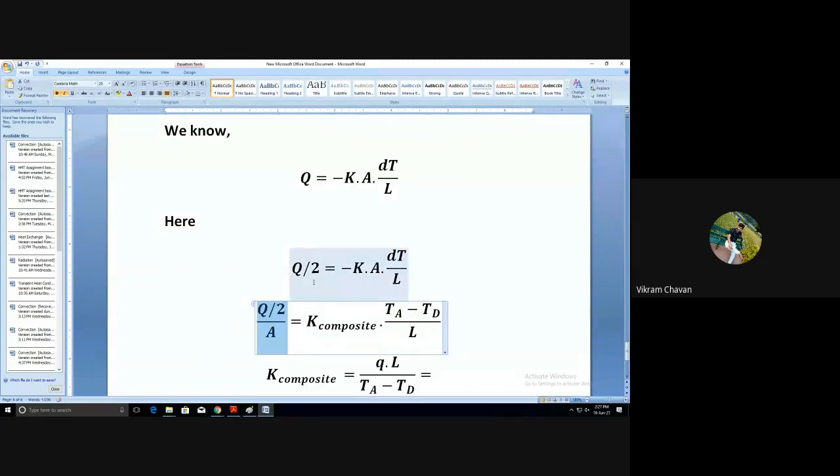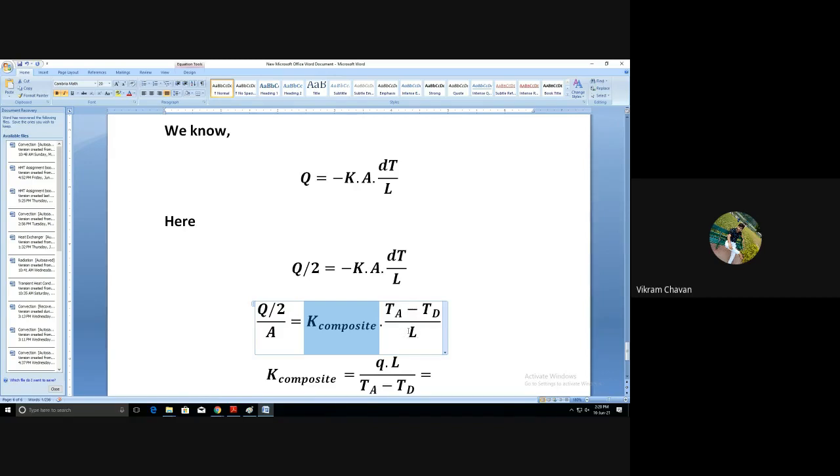Q by 2 divided by A is nothing but the heat flux. After this, we have to calculate K composite, meaning the thermal conductivity of a composite wall. Different materials are considered, but the combined wall thermal conductivity will be taken as K composite multiplied by the overall temperature difference Ta minus Td divided by L.